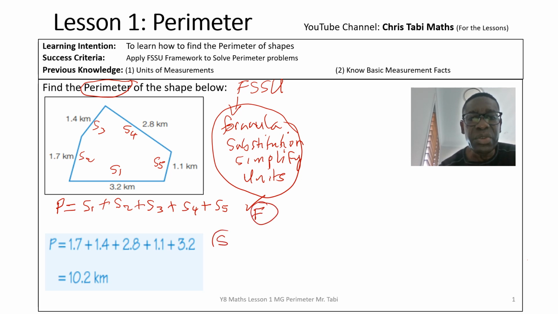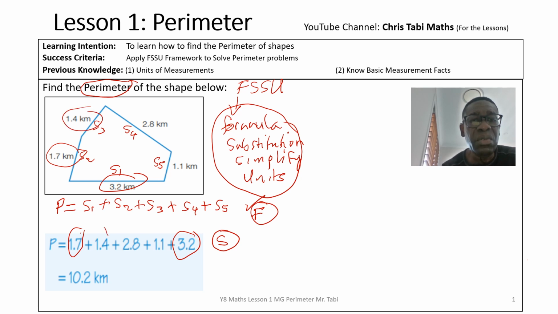Then we do the substitution. In this case, as we can see, S1 is 3.2, S2 is 1.7, S3 is 1.4, S4 is 2.8, and S5 is 1.1. When you add all that together, you get 10.2.